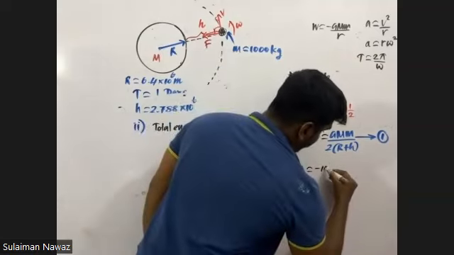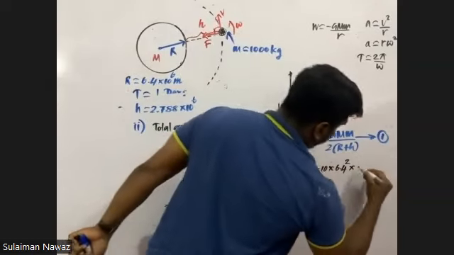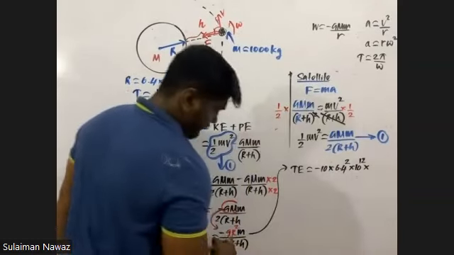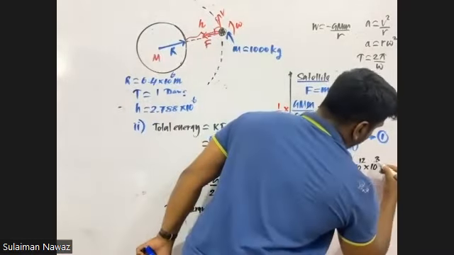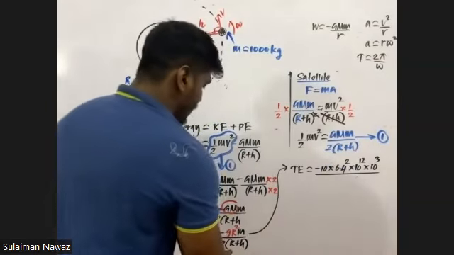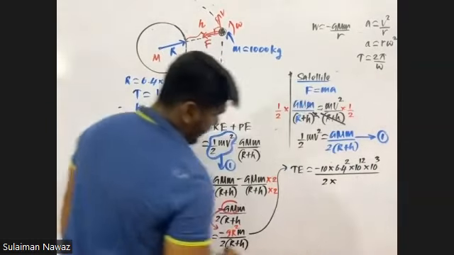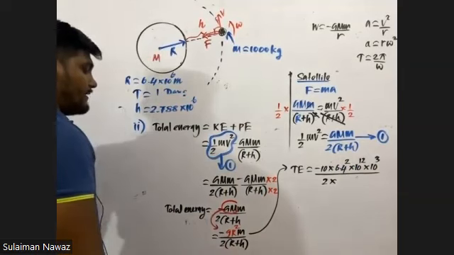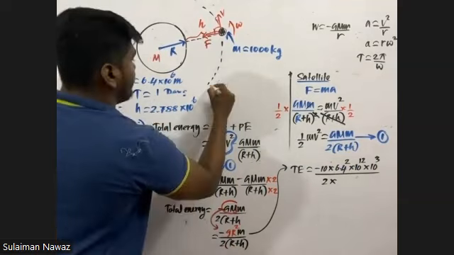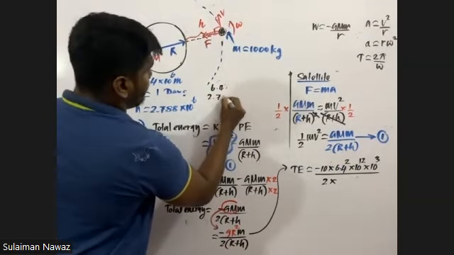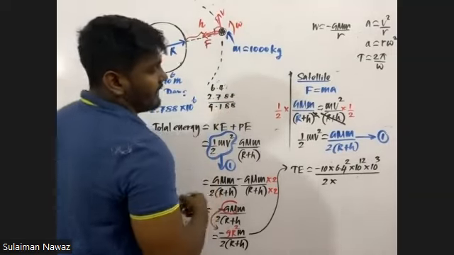Minus g is 10, R squared is 6.4 squared, 10 to the power 6 squared, 10 to the power 12, into small m, which is 1000 kilograms. The mass of the satellite is 1000 kilograms, over 2 times R plus small h. Capital R is 6.4, small h is 2.788. Then we are getting 9.188.